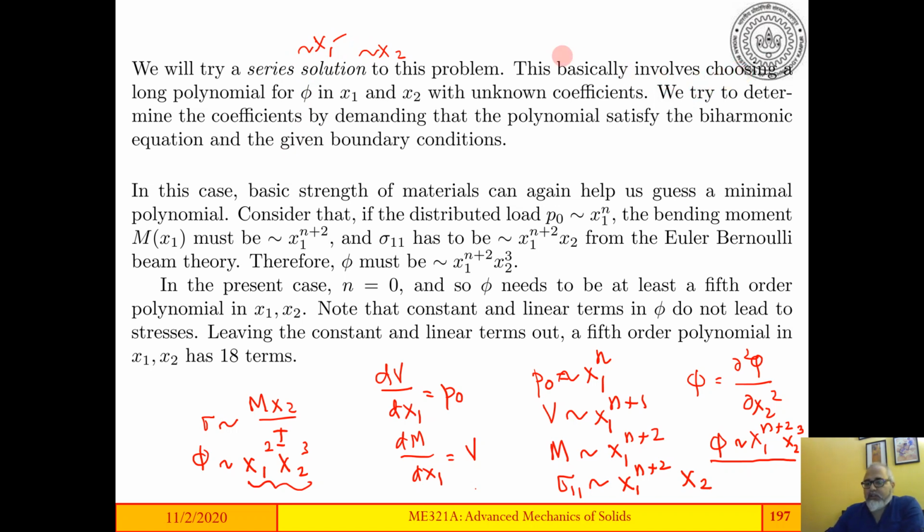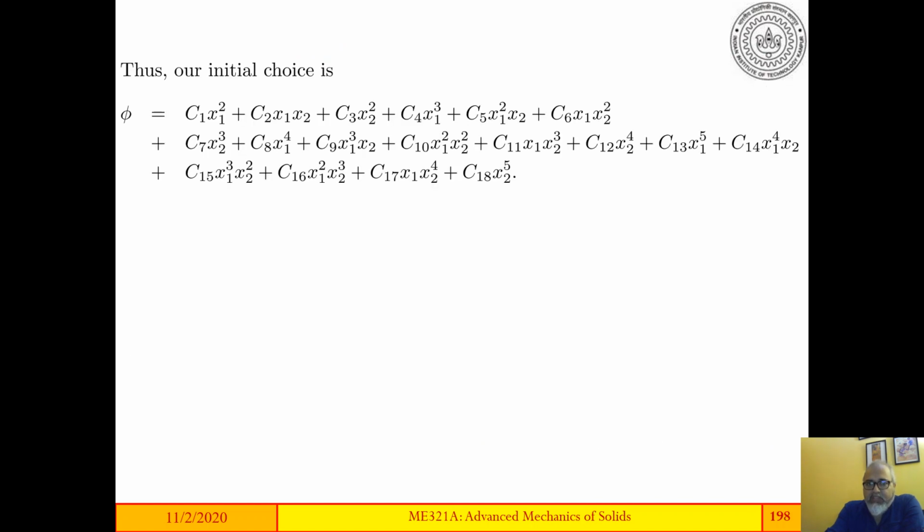So will the constant term. So leaving the constant and linear order terms out, a fifth order polynomial will be like this. It will have 18 terms like this. You can check it out. Fifth order polynomial will have this form. So these 18 constants are unknown constants which you need to determine from the boundary conditions.